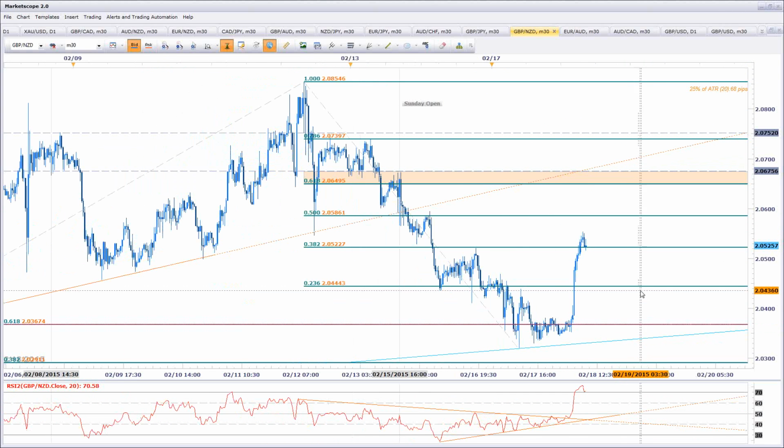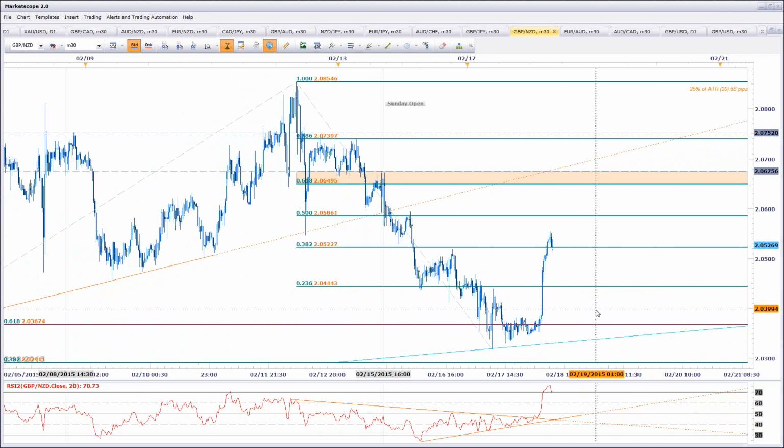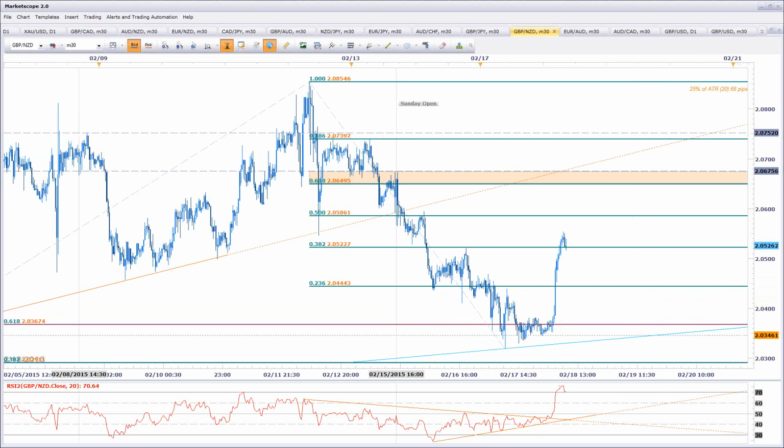So maybe a pullback into 204, test these lows again, gives you a nice long opportunity. Broader story stays constructive here while above the opening range low for the week. So I hope that helps on this one.